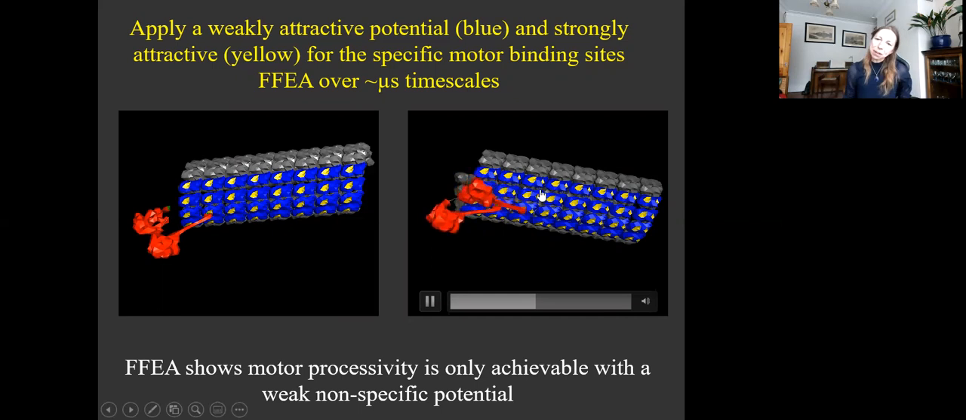So the thing that we learn from these simulations as we work towards a model of the thing walking, eventually, one day we'll get there, is that the processivity of the motor looks like it needs a weak non-specific potential to keep the motor localized near the track.